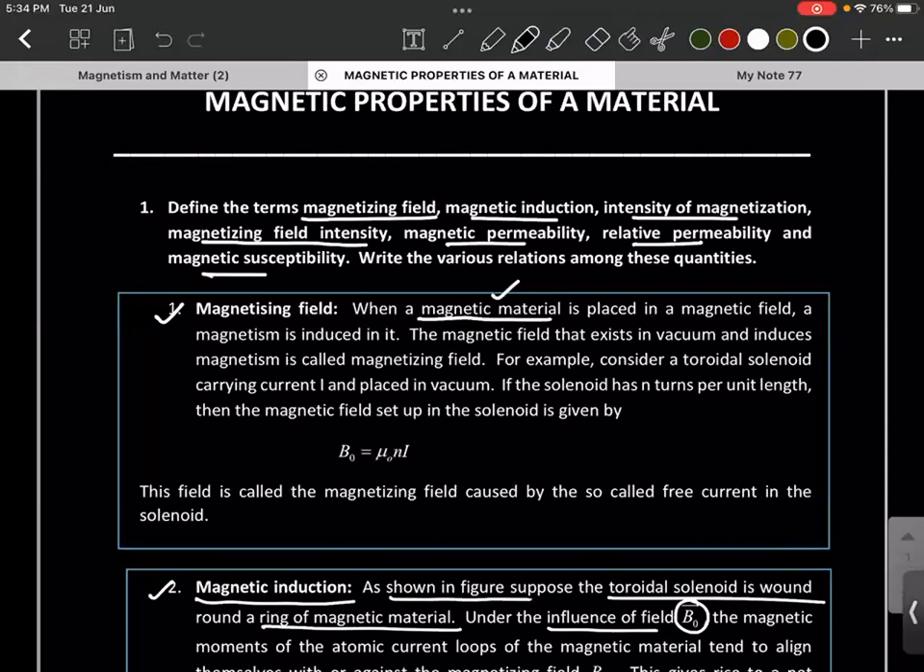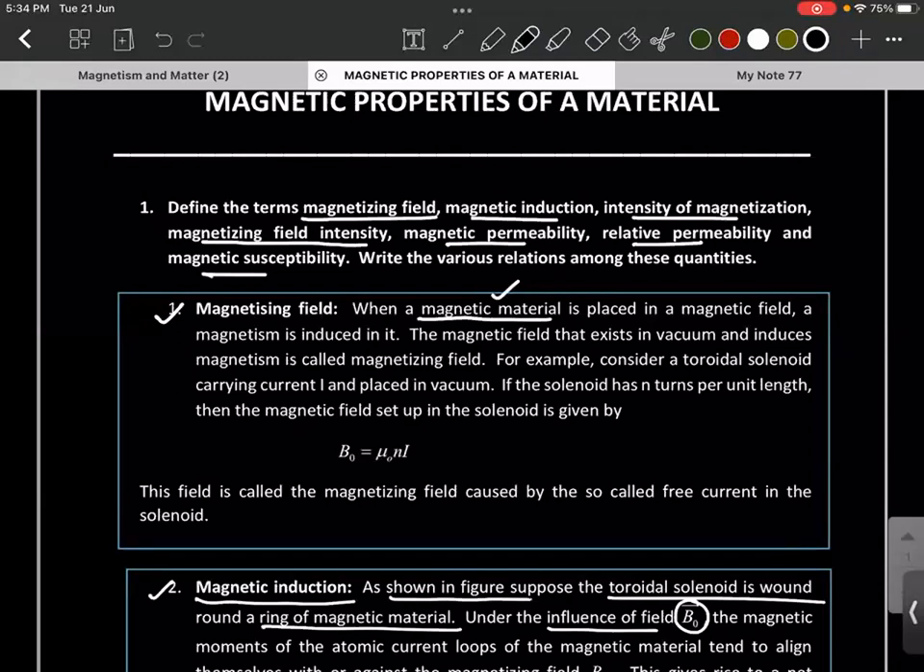Okay, then the field that is there now, which is able to induce magnetism in the material, that is what is called the magnetizing field. The name itself is suggesting magnetizing field means it has a tendency to magnetize a given material. Is that clear?